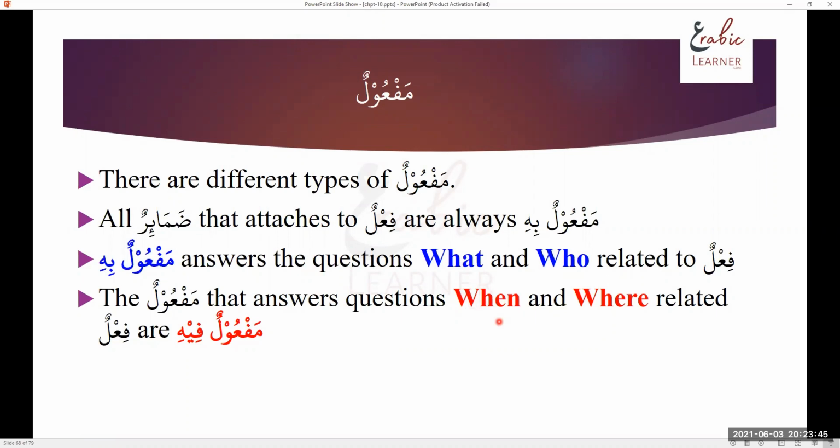Now you have learned something which gives answers to when and where. What is that? You know that already. When means I'm asking, when did you go? Zarf, yes. Very well. Intelligent answer, Sister Sufia. When indicates time, where indicates place. Now these are Mafool Fihi. Hence, Zarf are Mafool Fihi. So, similar to how all Damir Muttasil are Mafool Bihi, in the same way, Zarf are Mafool Fihi. Okay, brothers and sisters?